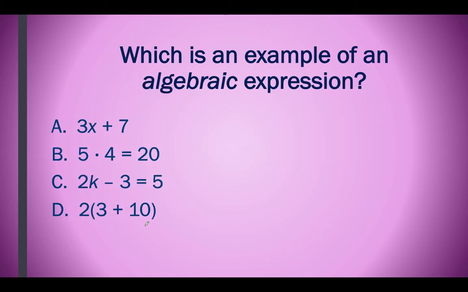Same four choices, which is an example of an algebraic expression? If this time you said A, you would be correct. This algebraic expression has numbers, operations, and variables. Notice neither of these examples included equal signs because those would be called equations rather than expressions.